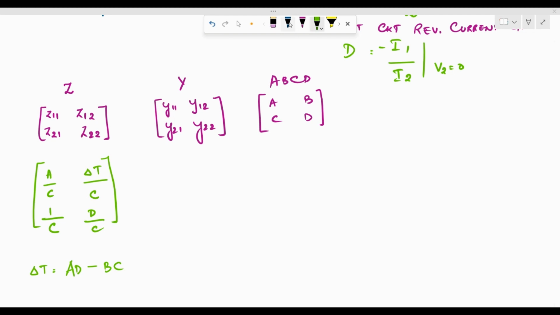We can write out the Y parameters in terms of the transmission parameters in this manner. So Y11 would be D by B, Y12 is minus delta T by B, Y21 is minus 1 by B, and Y22 would be A by B.